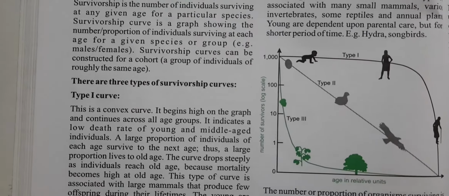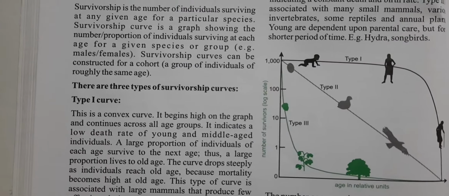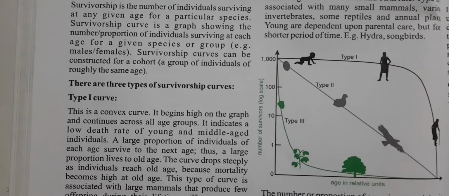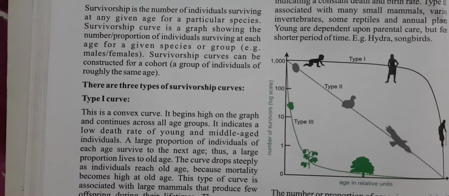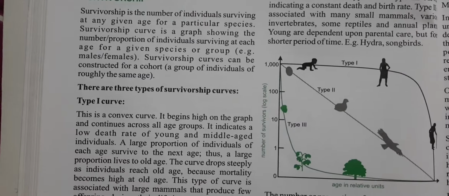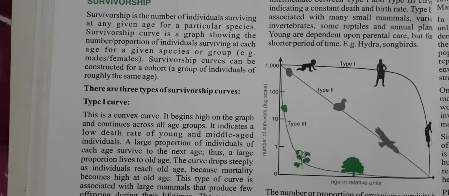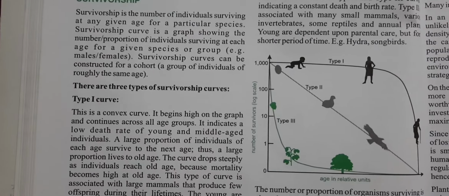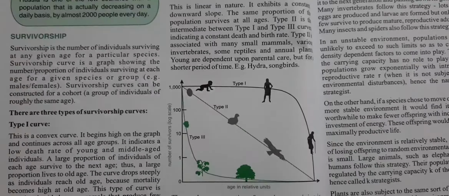This type of survivorship curve indicates that those individuals who survive their youth are likely to survive to old age. This type 3 survivorship curve is associated with fish and other organisms that produce thousands of young ones, and they generally don't have parental care.